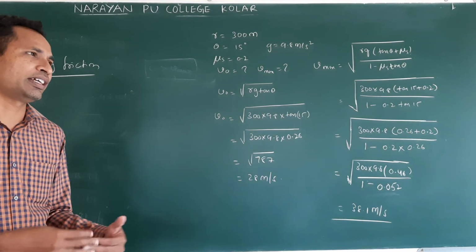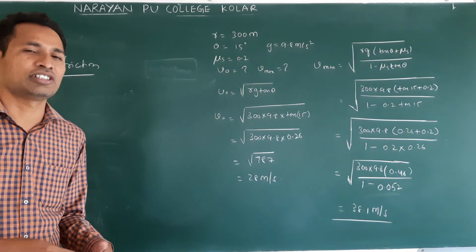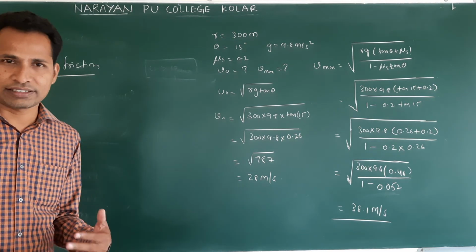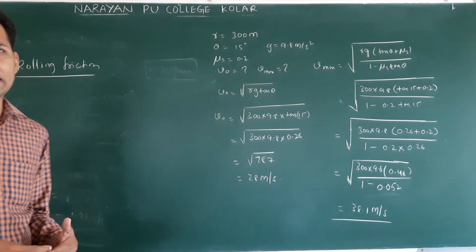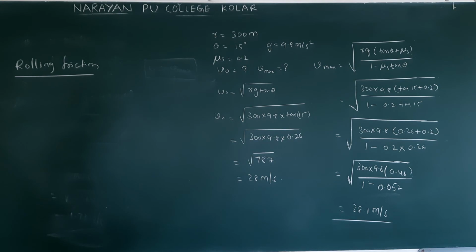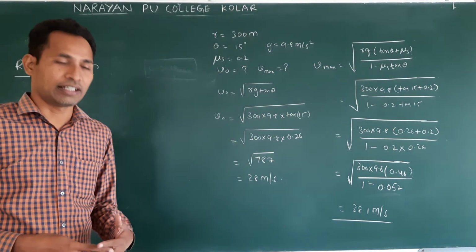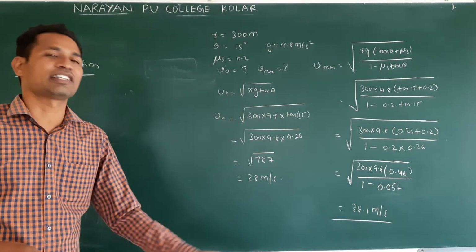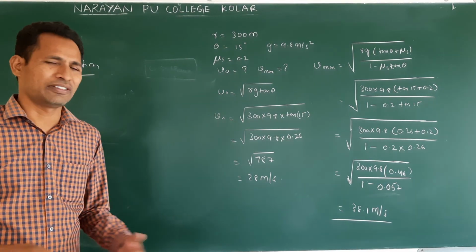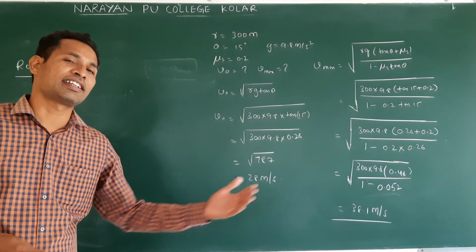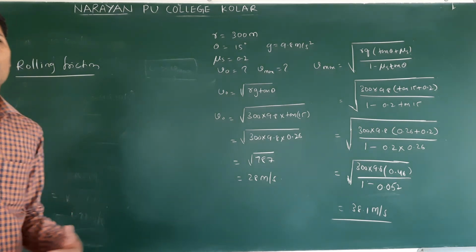Once the body starts in motion, it's moving, then the friction that acts, we call it kinetic friction. When it's sliding on the floor or sliding on the road, whatever it may be, it moves and slides on another body, then kinetic friction comes into play.